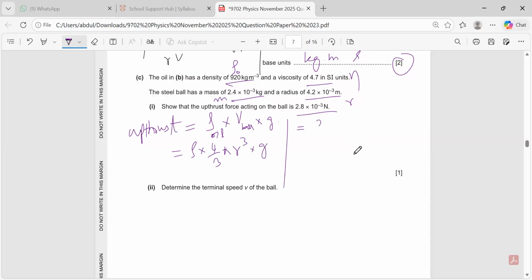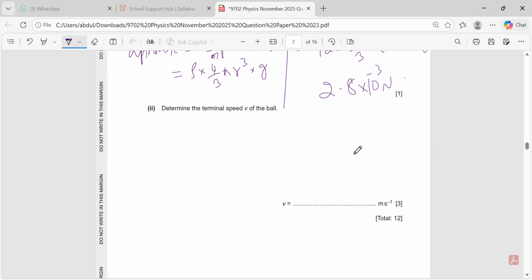So density of the object 920 times 4 over 3 pi r. R is 4.2 times 10 raised to power minus 3, but don't forget to put the cube, times g. I'm just writing g, meaning 9.8. As you simplify, of course, the answer will be 2.8 times 10 raised to power minus 3 Newton. Only 1 mark.